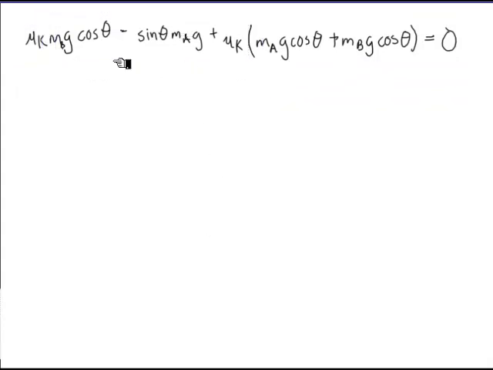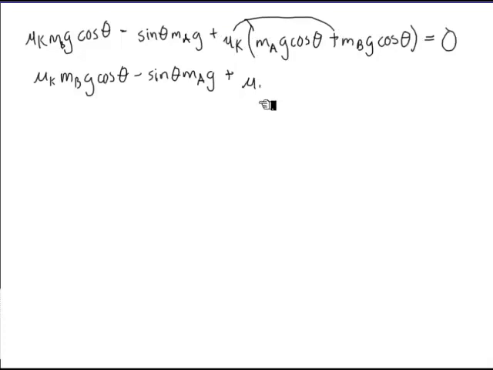So the first thing you want to do is distribute: mu_K M_B g cosine theta minus sine theta M_A g plus, and then remember this mu_K has to get distributed to both parts, and if there was a negative in front of this, that negative would also have to get distributed. Forgetting to distribute negatives is a really common mistake. So you have to be mindful. I mean, that's what makes these problems so hard, is you basically have to focus for 15 minutes to get through it.